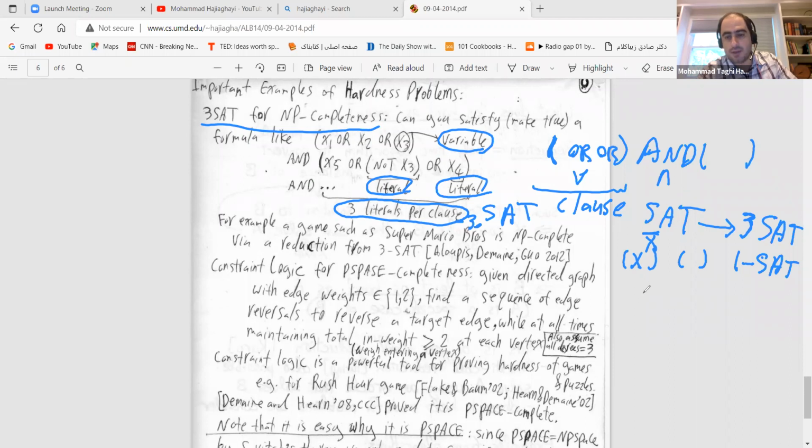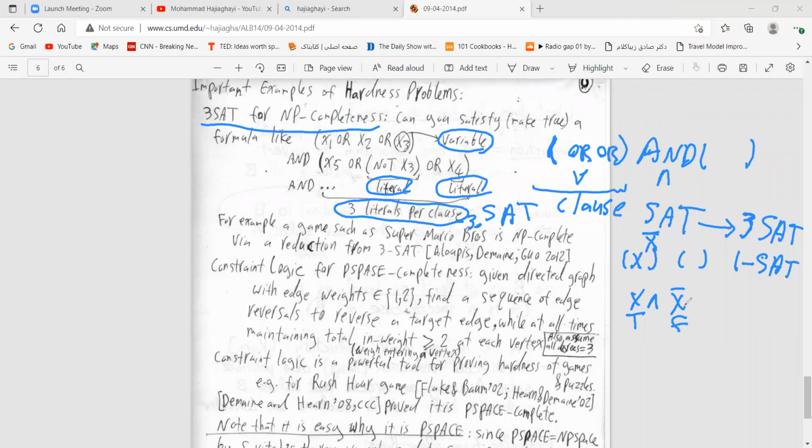Of course, if we have something like this, where one clause is X and the other clause is X bar, then we cannot satisfy it. This is the AND of these clauses, so it means that X should be true here, and X should be false here. So there is a contradiction. If there is no such thing, then we can solve it. Otherwise, we cannot solve it. Is it clear?